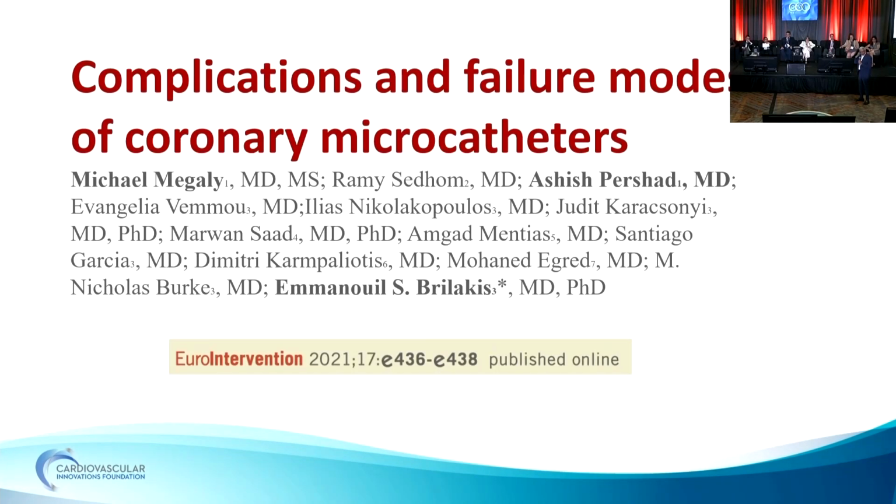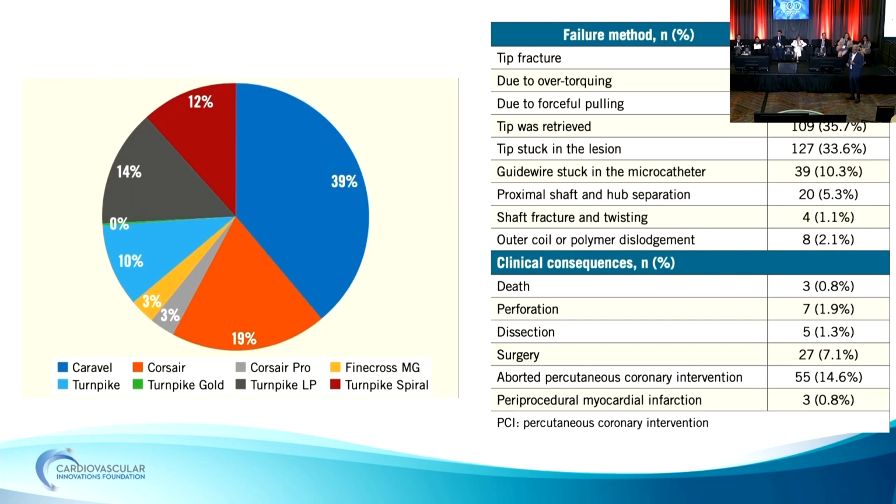So this was a paper that Mike Migali and one of our fellows with Manos and we had collaborated on, related to what the failure modes of microcatheters are in the MOD database. And here's just a brief overview. The most common problem is the tip of the microcatheter fracturing. And usually the mechanism for that is over-torquing, or, as we've heard about three times already, forceful pulling, which is not a good idea. And on the pie chart, you see a bunch of catheters out there, and you can see that the Caravel, which is not designed to be torqued, is the most common microcatheter that tends to fracture.